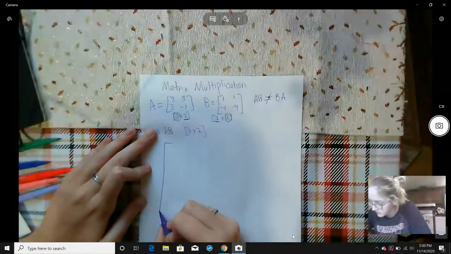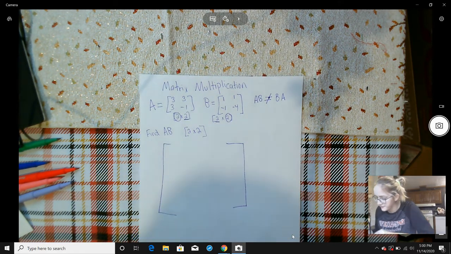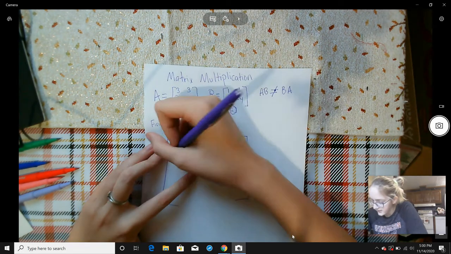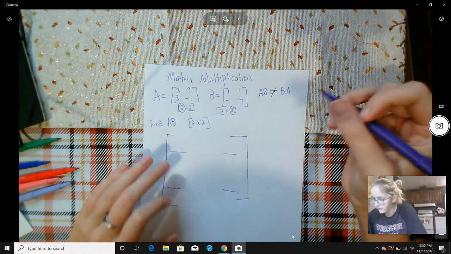I'm going to leave myself some room. You might not need this much room, but I want to make sure that everyone can see and follow along. Those are horrible brackets, but you get the point. So we're going to have spot 1, spot 2, spot 3, and spot 4.